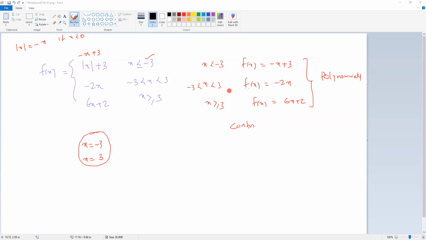There is no doubt in that. Also, you can see that all are linear functions, so the graph will be a straight line. Now we have to see what happens at 3 and minus 3. So we have to check the continuity at 3 and minus 3.